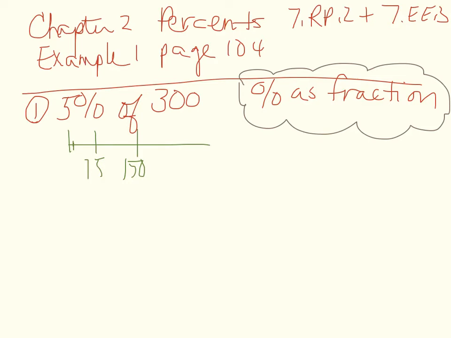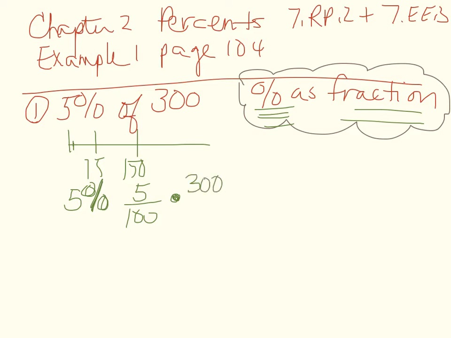But it says 5% of 300 by writing the percent as a fraction. So we're going to turn that 5% into a fraction. And so here's my 100, so 5 over 100. And of is a shortcut for saying multiply, because you can either add, subtract, multiply, or divide. So we're going to be multiplying of 300, and we're going to make that a fraction too.